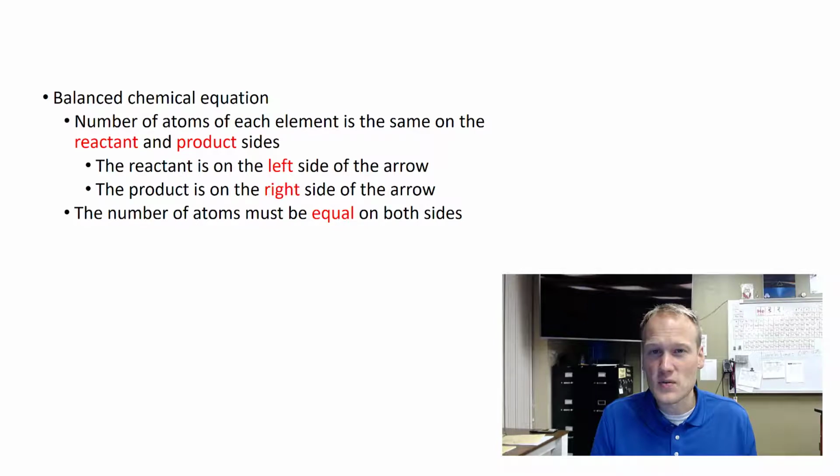Because of this law of science, we need to make sure that when we're looking at a chemical reaction, the atoms that we start with equal the atoms that we end with. The reactant and product sides of the chemical reaction need to be balanced.